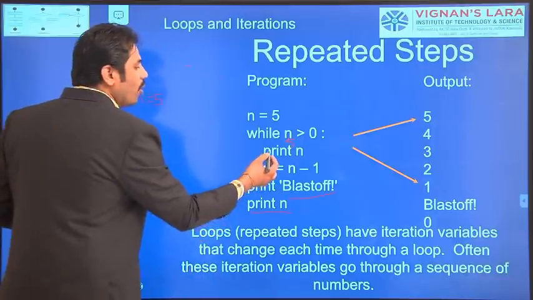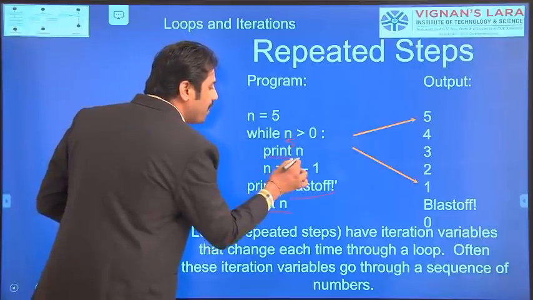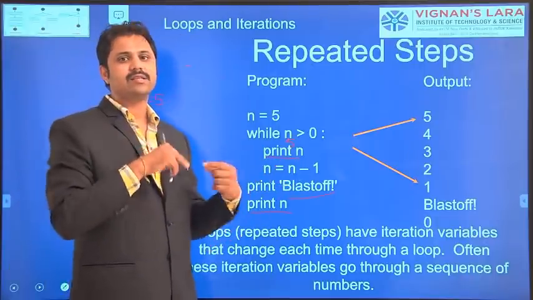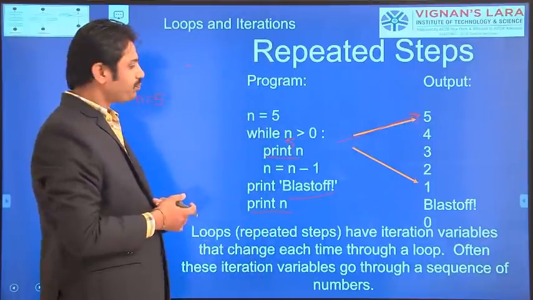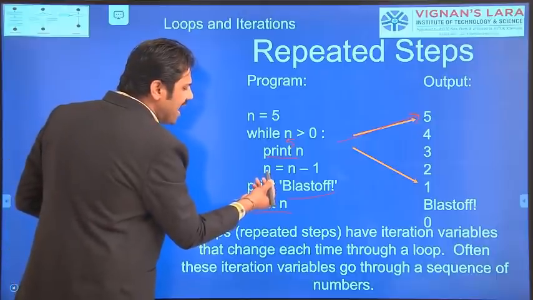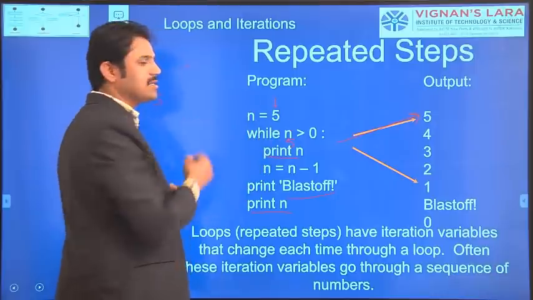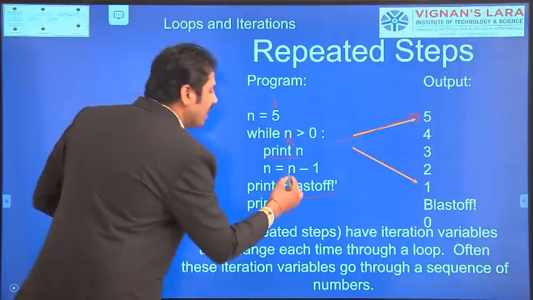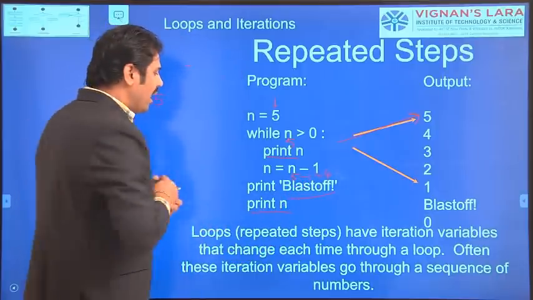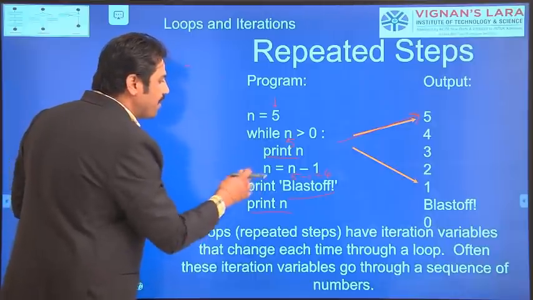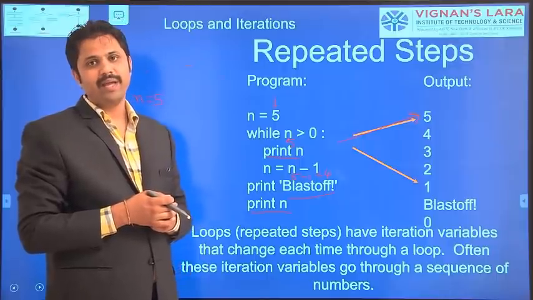So if n is 5, what is the immediate statement? Print n. What is n? Here n is 5, so it prints 5. Next, the immediate statement is n equals n minus 1. What is n? n is 5, already discussed. n equals n minus 1 means 5 minus 1, which equals 4. Here, it doesn't go to the bottom statement. This while loop is going to be repeated.